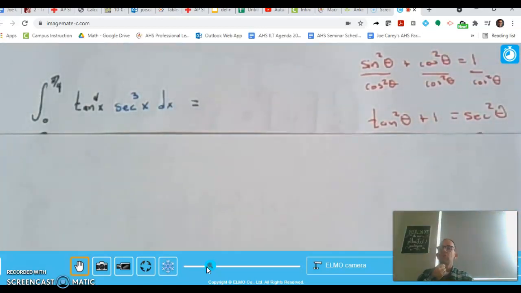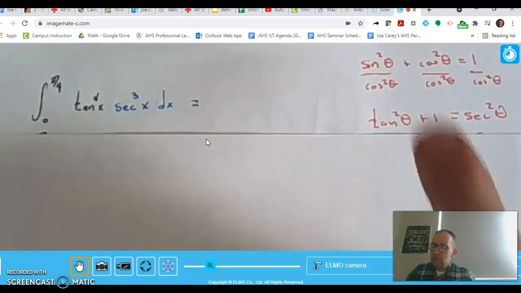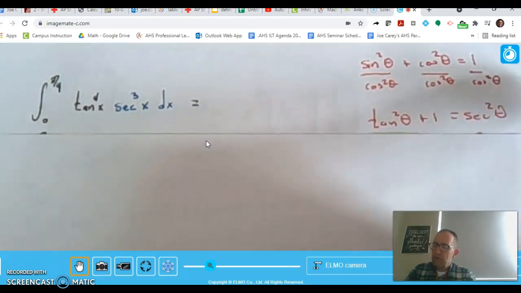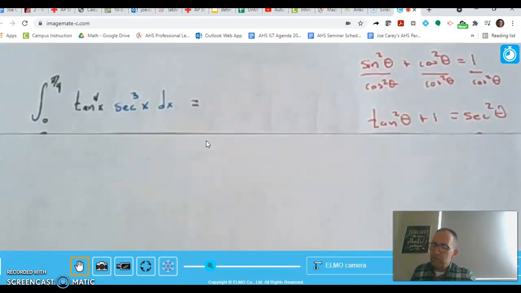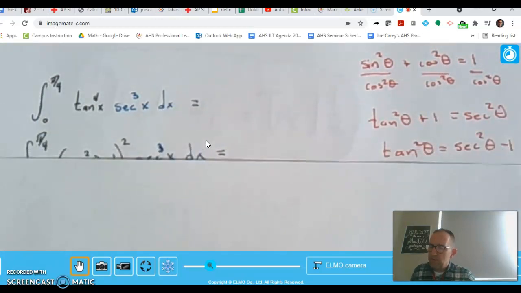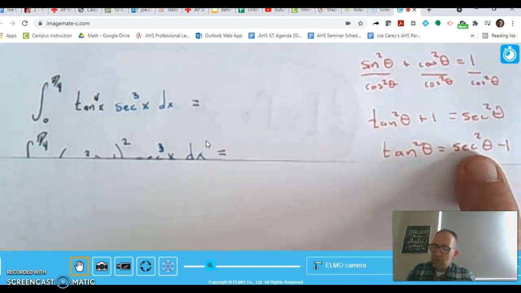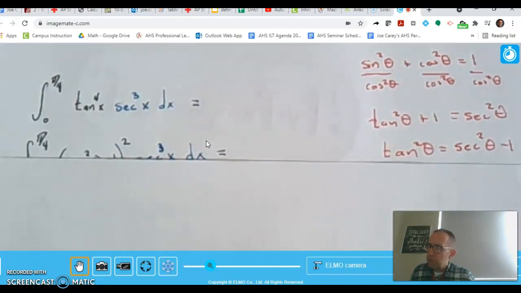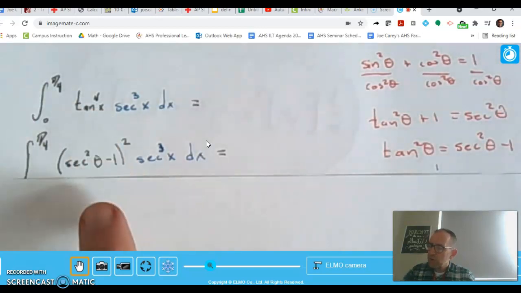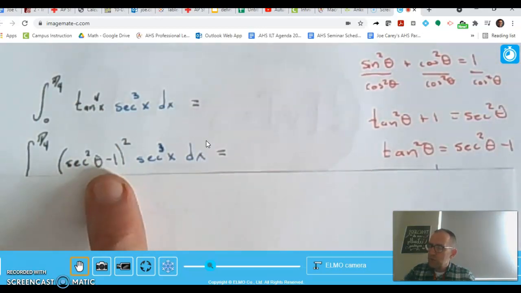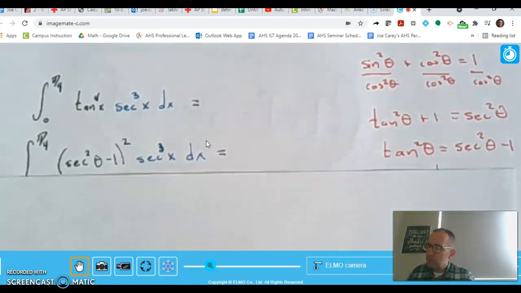But because this is secant cubed, that presents some problems. Taking out the secant squared will still leave us with a factor of secant, and that we can't replace nicely and do a u sub. So the plan then is to rewrite this in terms of secants. We know sine squared plus cosine squared equals 1. Dividing by cosine squared will give us tangent squared plus 1 equals secant squared. That means tangent squared would be secant squared minus 1. So if we square tangent squared, we'd have tangent to the fourth.